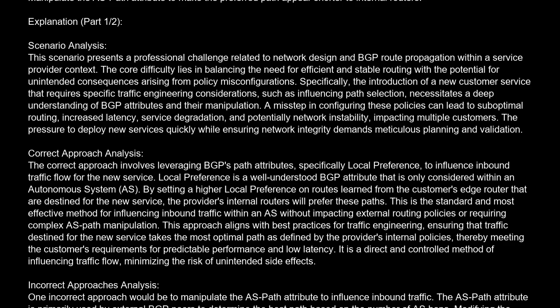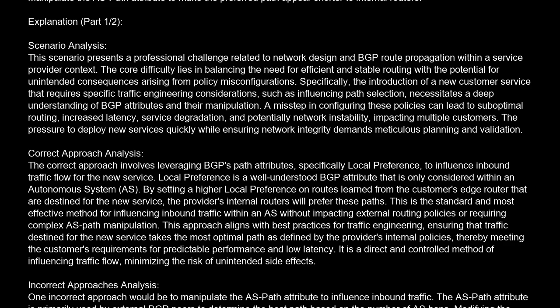Specifically, the introduction of a new customer service that requires specific traffic engineering considerations, such as influencing path selection, necessitates a deep understanding of BGP attributes and their manipulation. A misstep in configuring these policies can lead to suboptimal routing, increased latency, service degradation, and potentially network instability, impacting multiple customers. The pressure to deploy new services quickly, while ensuring network integrity, demands meticulous planning and validation.